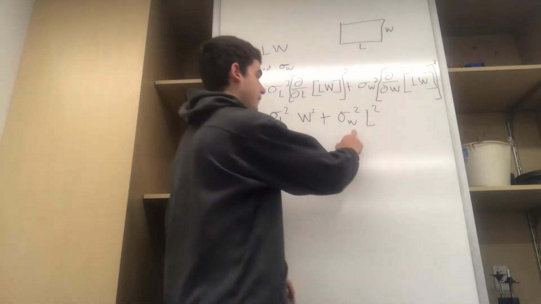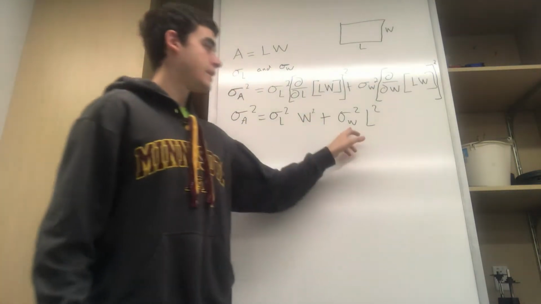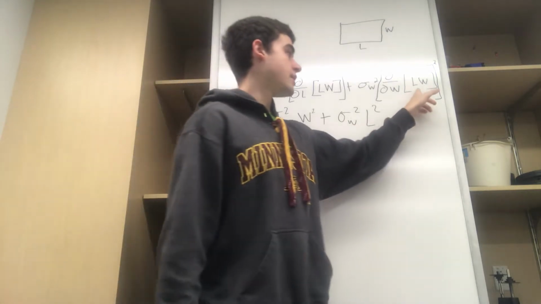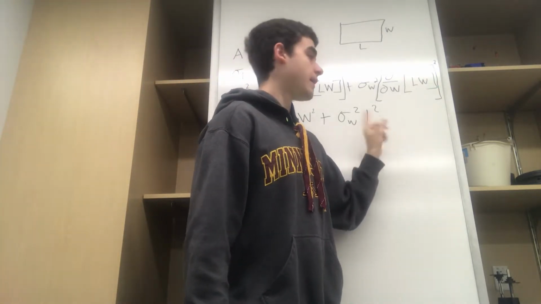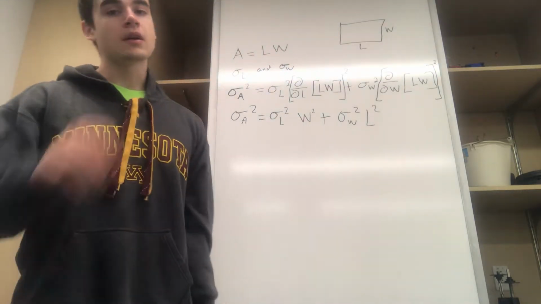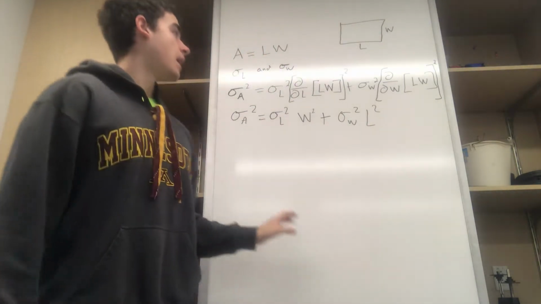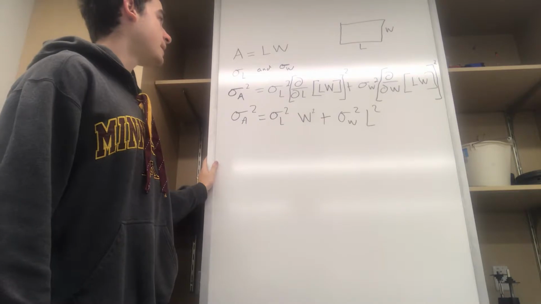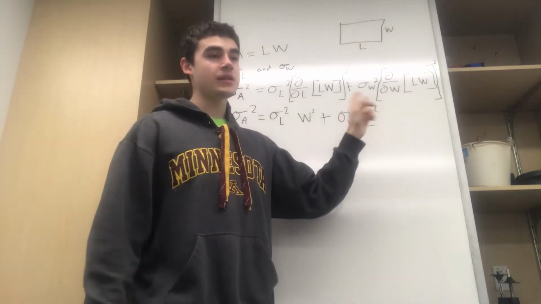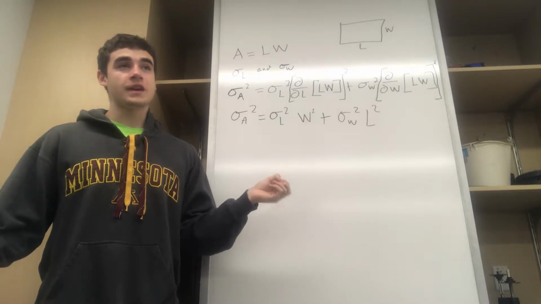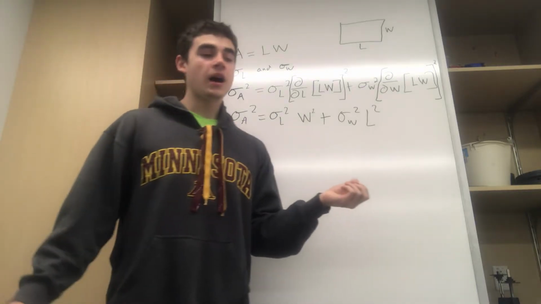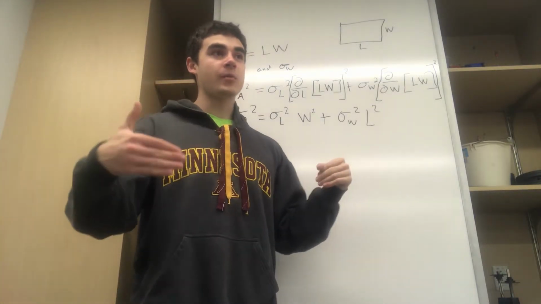And then the same thing for the uncertainty in the width: you differentiate with respect to w, and you're just left with L, and then you have to square that. So that's the general formula. Basically how it works is you have to differentiate using the partial derivative for each specific variable, for every variable that has uncertainty.